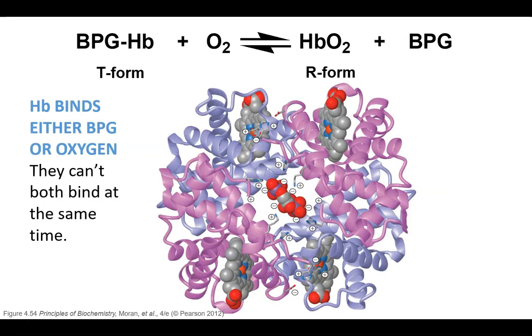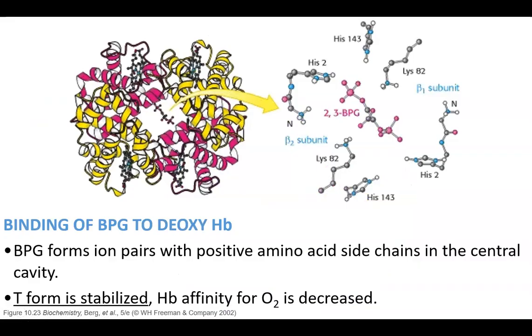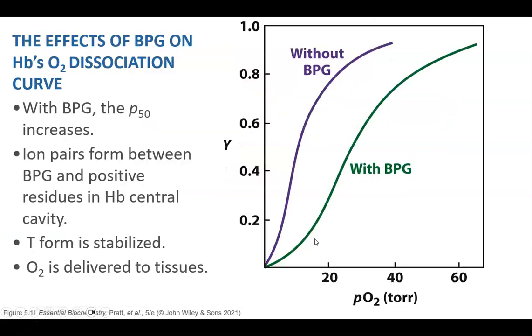So just a quick note on how BPG works. Remember, BPG binds in the central cavity. It's got 5 negative charges. The central cavity of the T form is lined with positive charges. You form those nice ion pairs. So the ion pairs stabilize the T form. So when you have BPG, the oxygen binding affinity is decreased. You can do this in the lab. You can show that if you add BPG, the P50 goes up and the oxygen binding affinity goes down and you stabilize the T form. And that helps you deliver oxygen to the tissues.